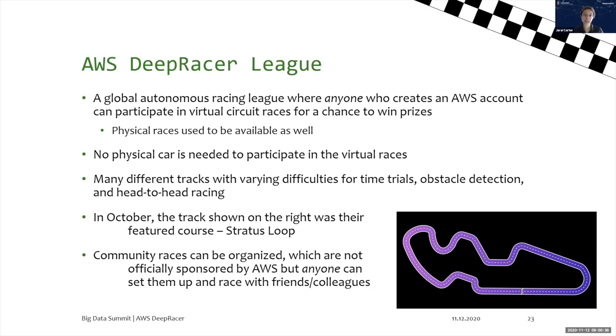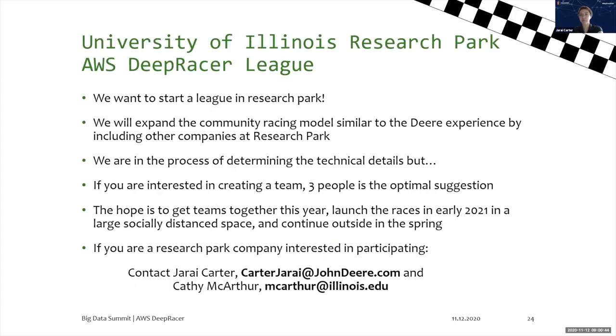And community races can be organized, which are not officially sponsored by AWS, but anyone can set them up and race with friends and colleagues. But that leads me to my final point, and that is we want to start a league here in Research Park. So we want to expand on the community racing model, similar to the Deere experience, by including other companies.